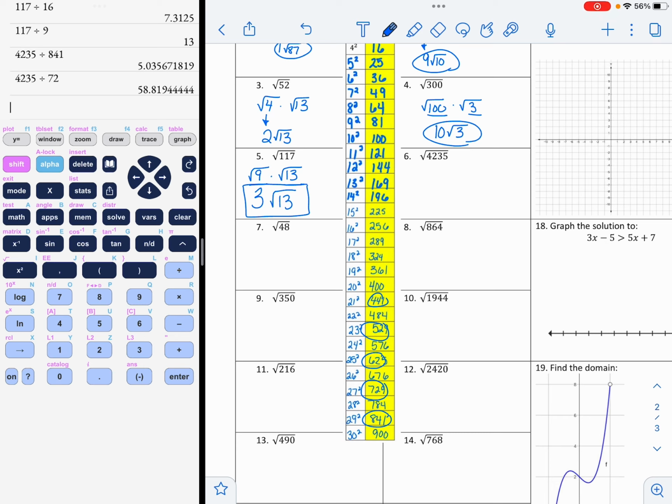Let's see, I messed something up there, didn't I? 4235 divided by 729. Nope. 4235 divided by 625. That's going to be a no-go. 4235 divided by 529. No. 4235 divided by 441. No. 4235 divided by 361. 4235 divided by... I'm just making my way up the list. I know it has to be an odd answer. All right, so I'm going to do 289. Odds will divide by odds. Where was I at? 289.